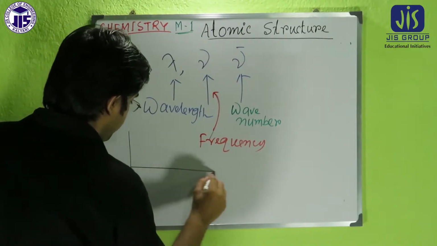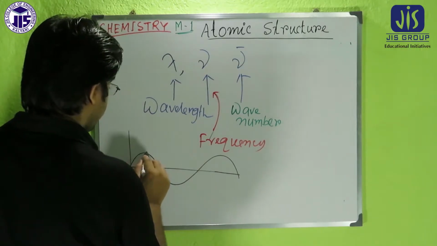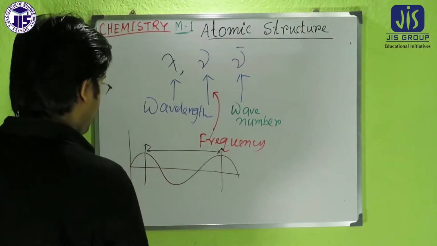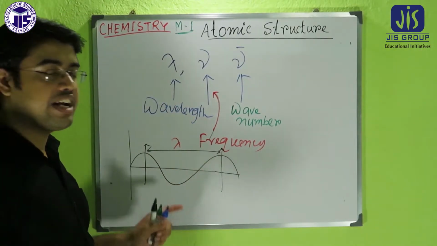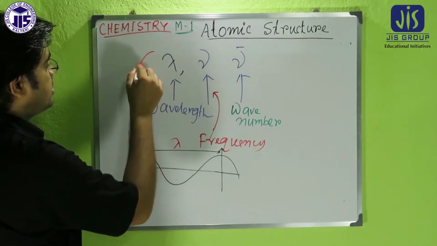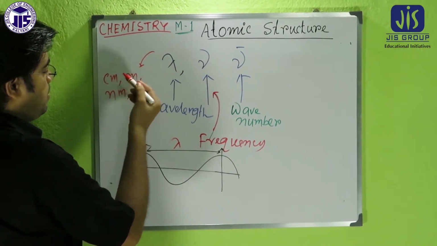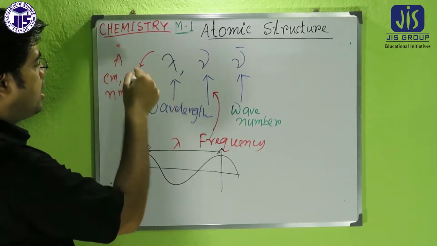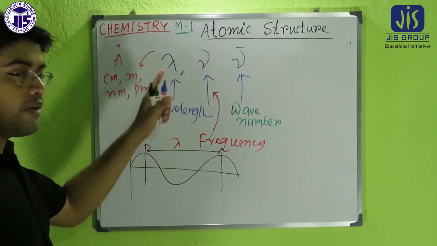Wavelength means if it is the wave, the distance between two peaks is called actually lambda. It will be a unit of distance obviously. For example, it may be centimeter, maybe meter, maybe nanometer, maybe picometer, or maybe angstrom also. So those may be all the units of distance. So that is called actually lambda, or the wavelength.